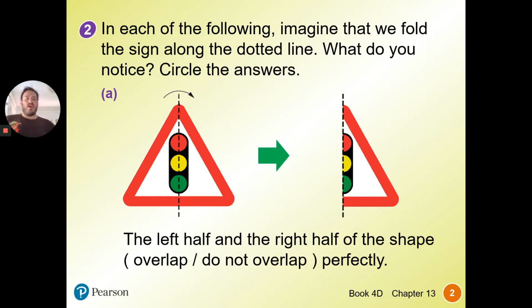So in the traffic light sign, we can put a line straight down the middle. When we put this line straight down the middle, it means we're going to cut this in half. So now we've got this half. If we were to reflect it using a mirror, would it make the same image? So the left half and the right half of the shape, do they overlap perfectly or do they not overlap perfectly? So they overlap perfectly, meaning that this is a symmetrical shape.